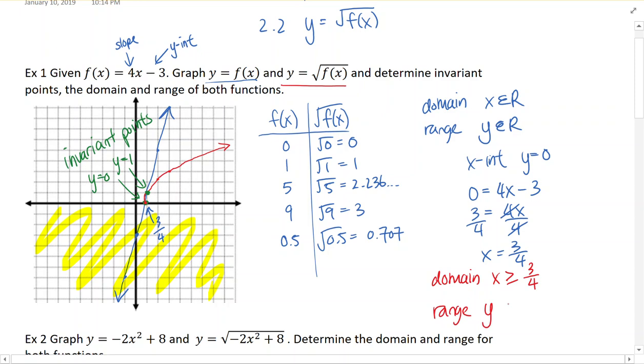Range is going to be, well, it can't be negative. That's why I colored it out in yellow, but it's going to be anything bigger than that. So y is just going to be greater than or equal to 0.